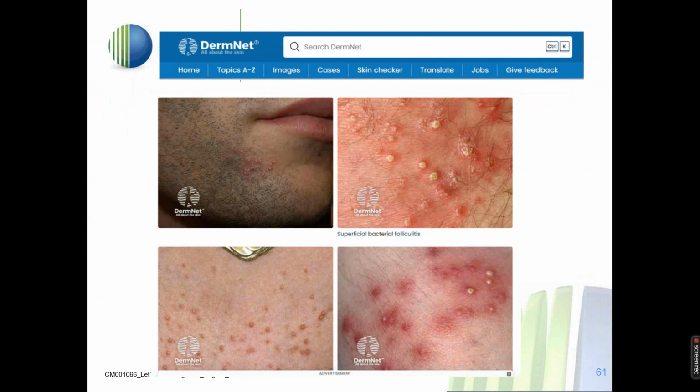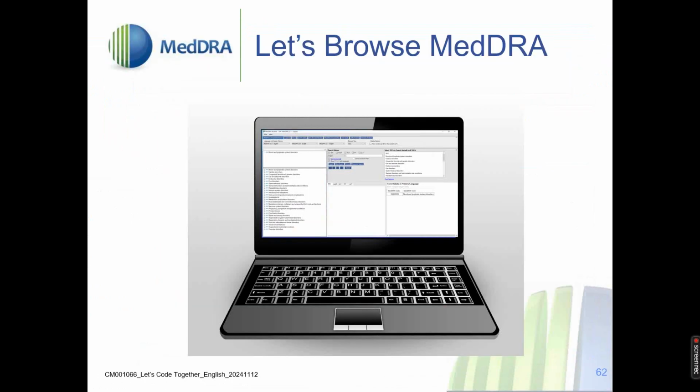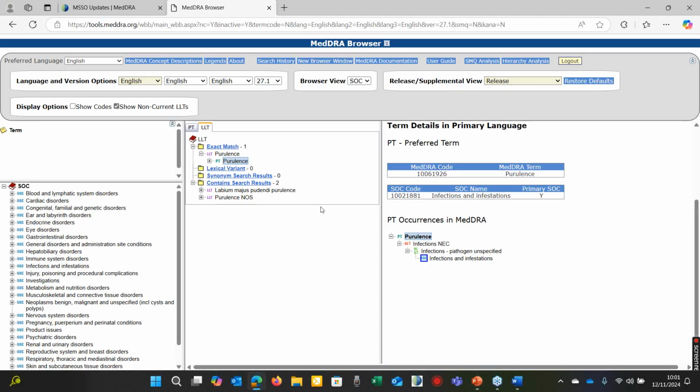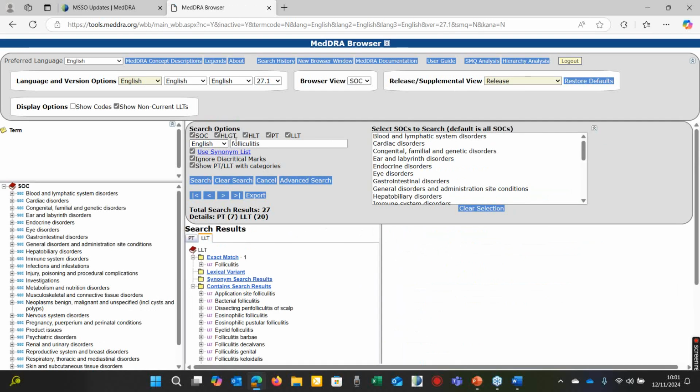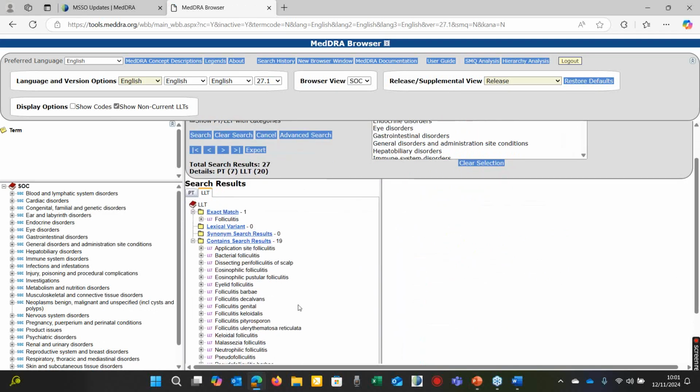Suppurative, purulent, whichever word you want to use. And there we see on the face around the beard. So knowing it's on the cheek, can we therefore assume it's related to the beard? Let's browse MedDRA. We'll have a look at folliculitis and see what we get. Again, always start with the reported term. Folliculitis, the reported wording.